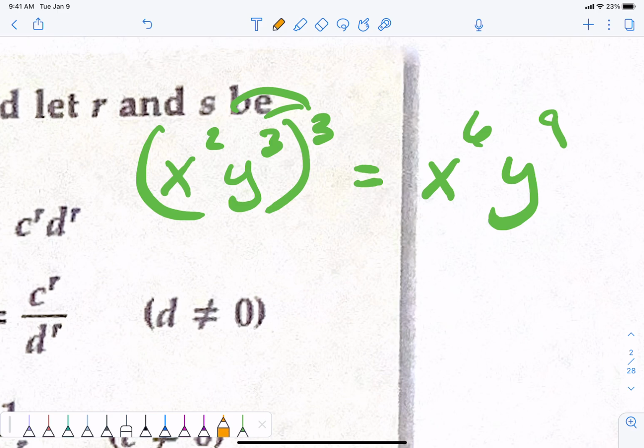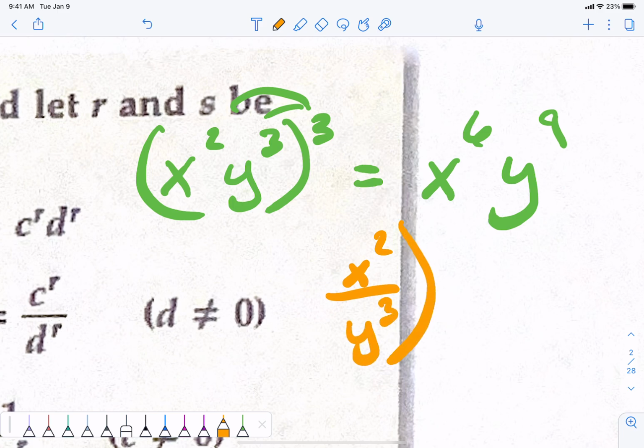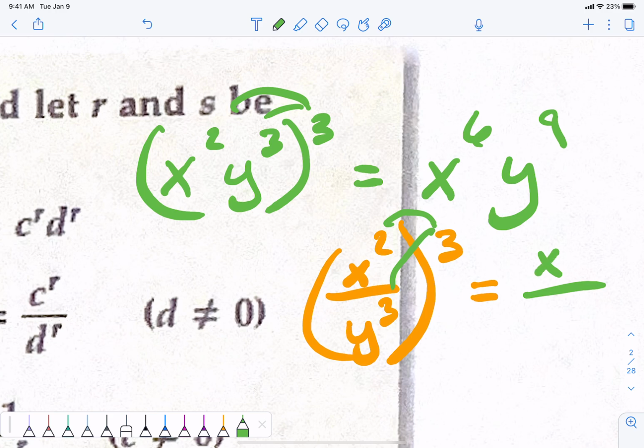I'm going to do the same thing again. I'm going to say x squared over y to the 3rd, all to the 3rd. Same thing when you're dividing. You still distribute, and when you're distributing, you multiply those exponents. So x^6, y^9 on the bottom. No, they're not the same thing. If they were the same variable, you'd have to simplify them. But anyway. Okay, good? Happy with that?